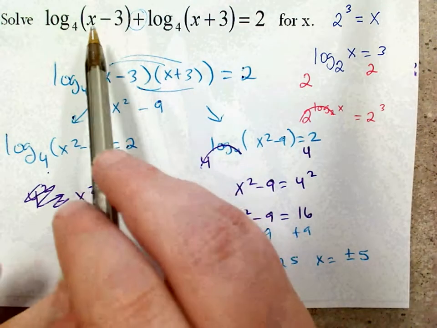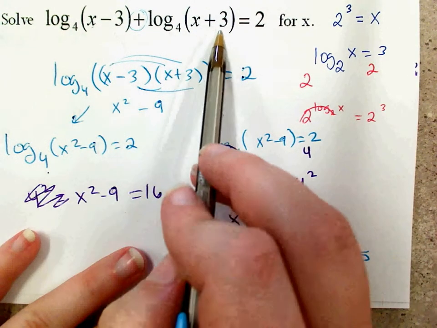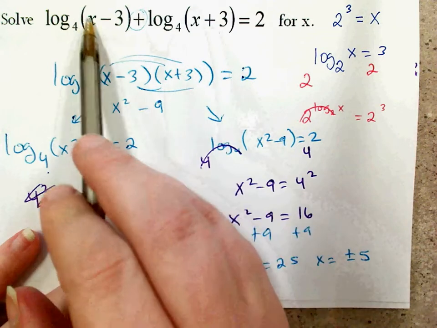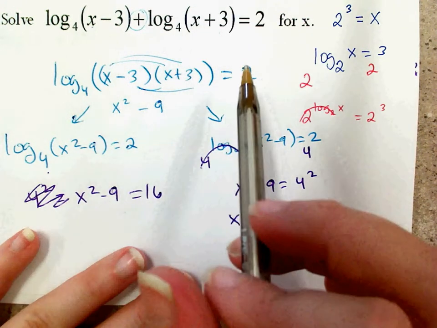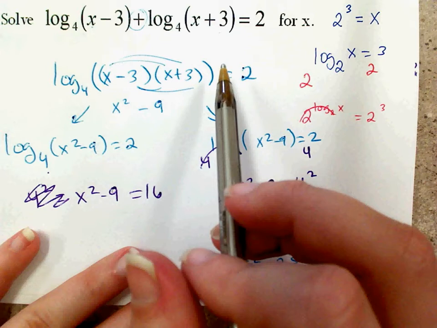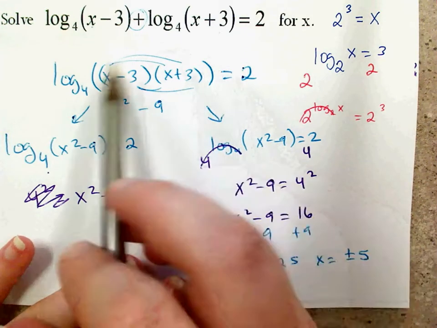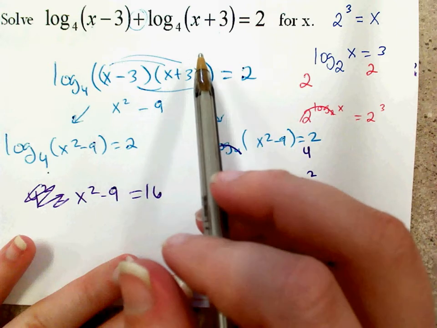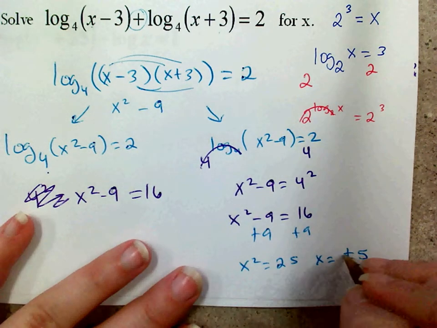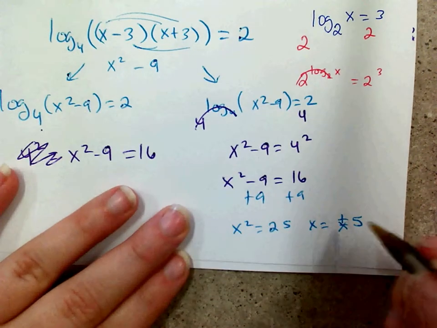Now if I plug in positive 5, I get a positive and a positive. We good? If I plug in negative 5? Both negative? Yeah, so both negative? Okay, so negative 5 is an extraneous solution, so I'm just going to mark out the negative, and my answer is positive 5.